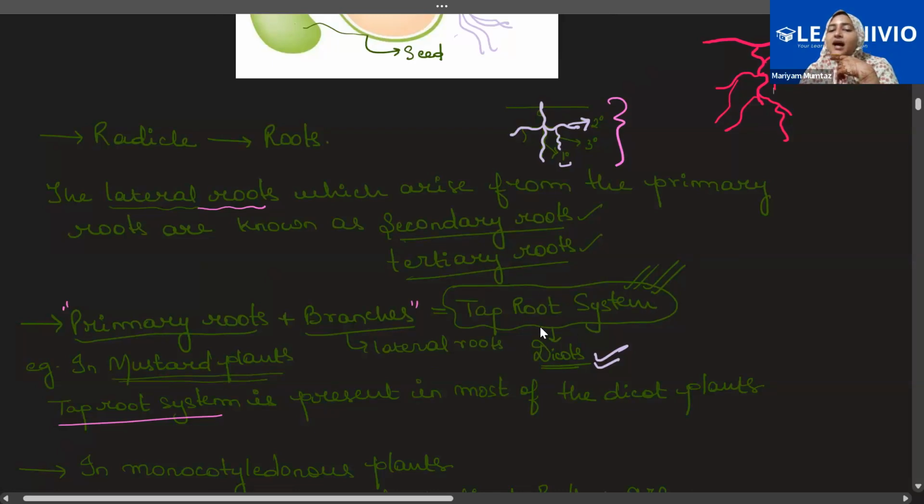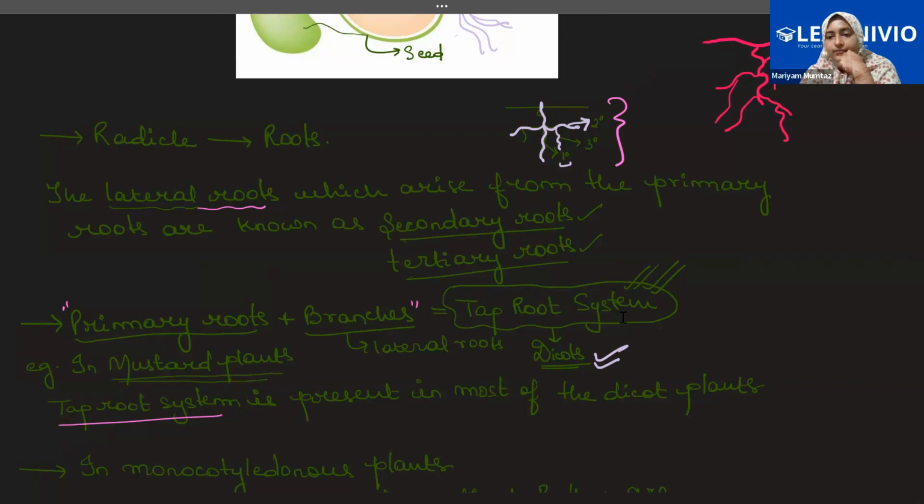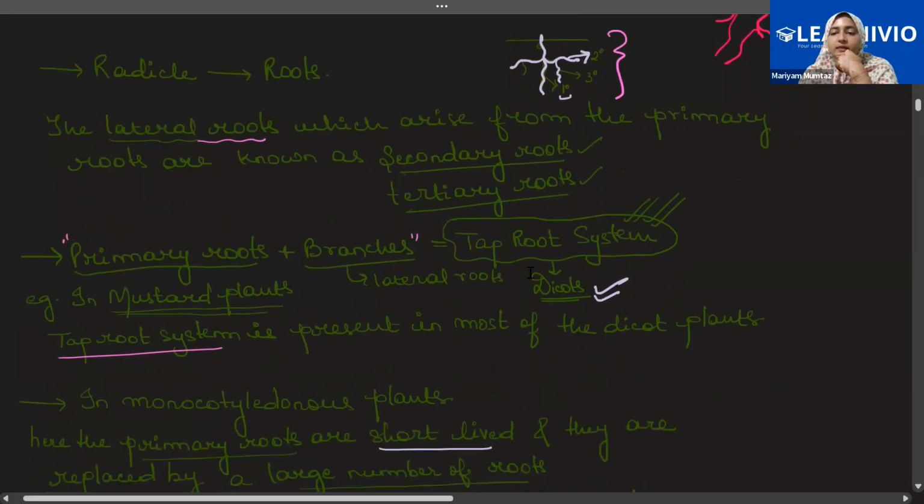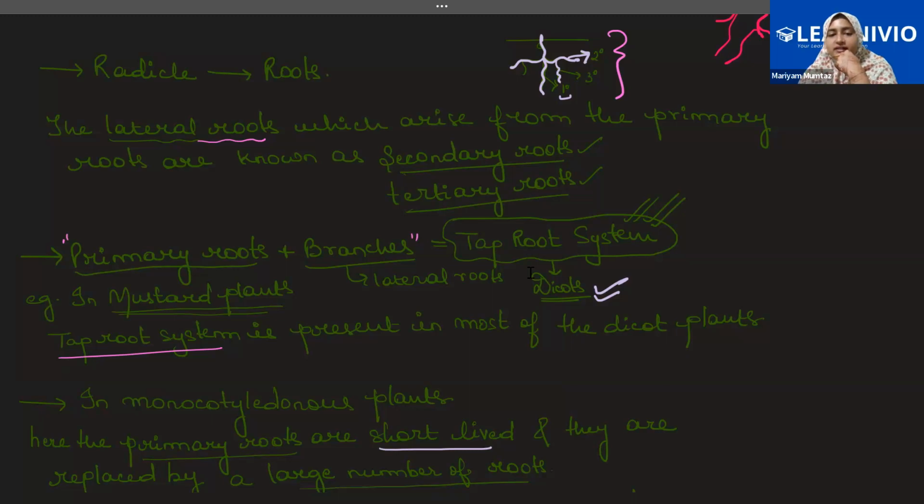We call it the tap root system. The roots that develop from the direct elongation of the radical, we call the tap root system. This is the elongation of one radical. The others won't have elongation of the radical. There are certain variations to it. Different characteristics are there.